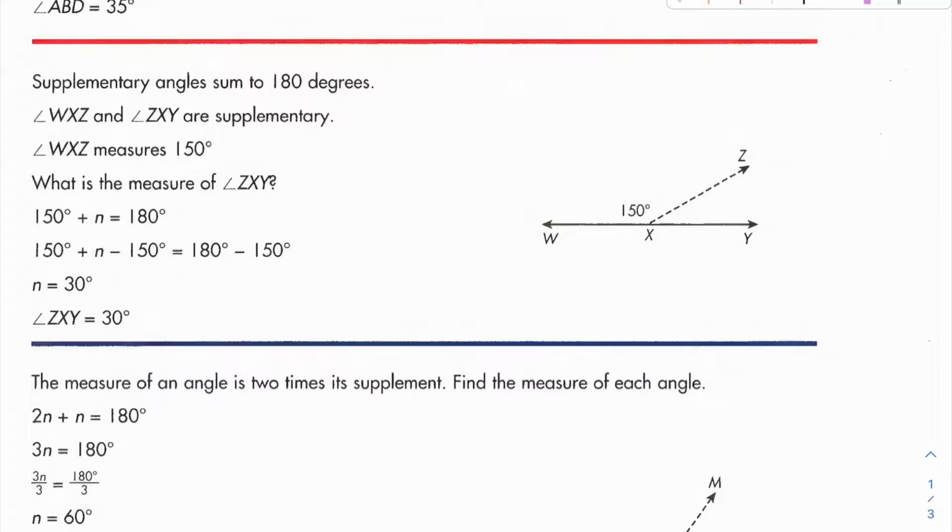To solve this, we will need to get N by itself, which means we'll need to get rid of the 150. So we will subtract that from both sides. When we subtract it from both sides, we get N equals 30. So the measure of angle ZXY is equal to 30 degrees.